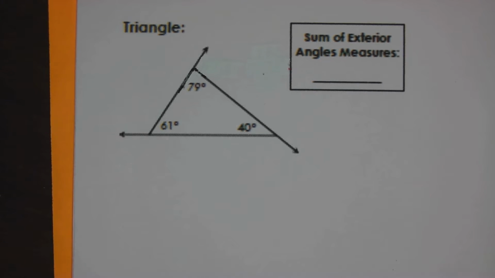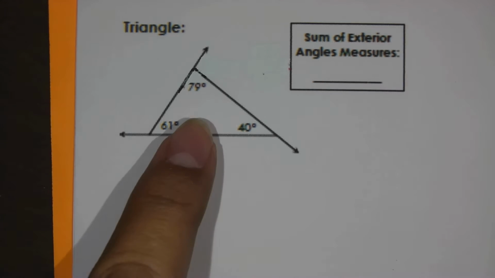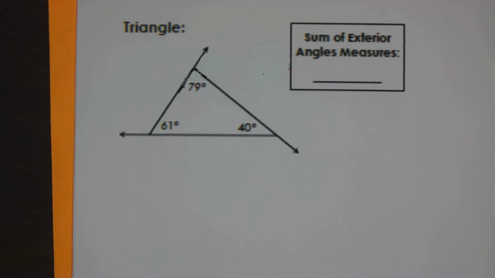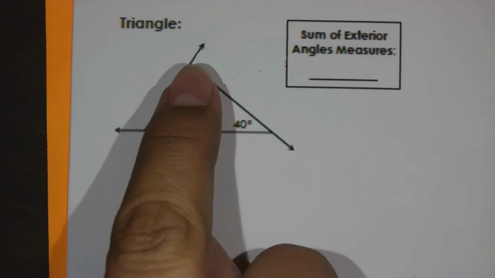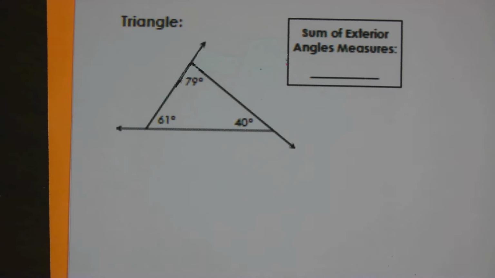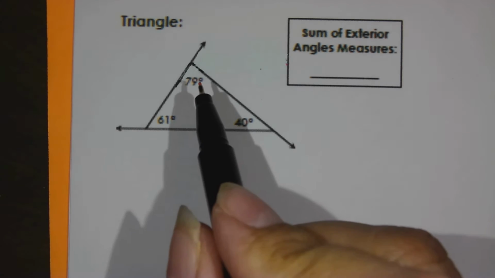Alright, now that I've zoomed in and we're able to get a better look at these angles, we're going to notice we have three angles. So that means we're going to have three exterior angles. We're going to start with this one over here, the 79 degrees.